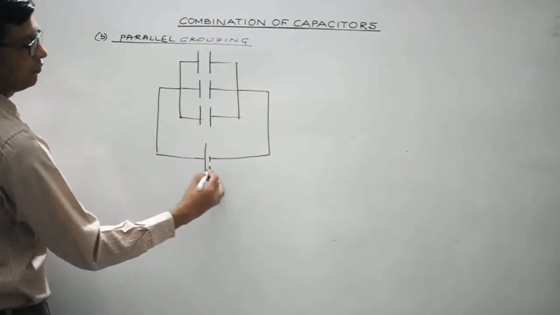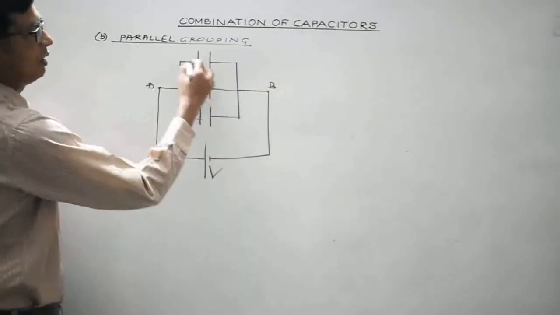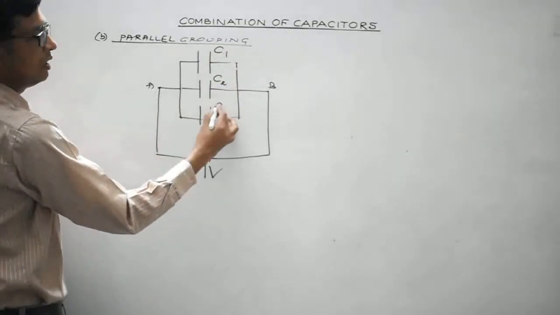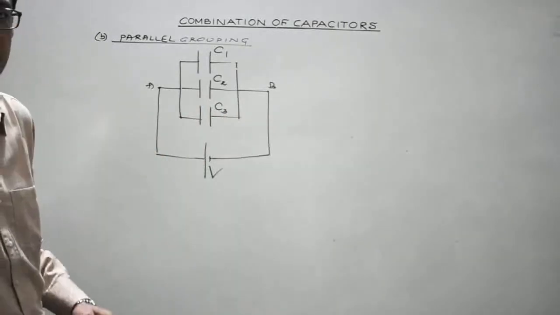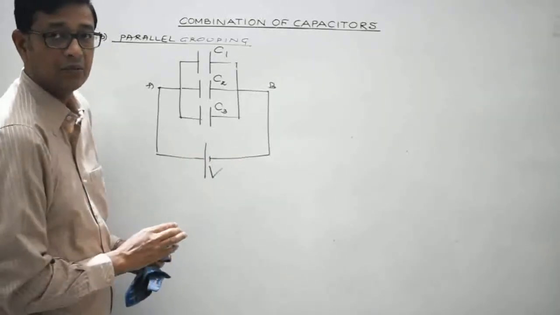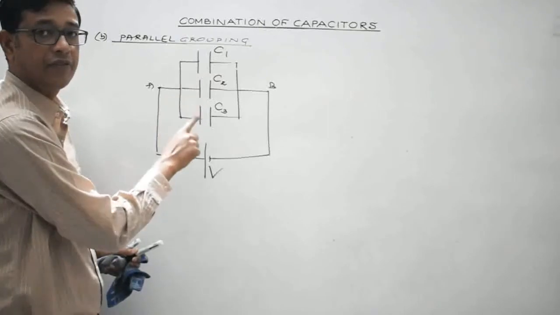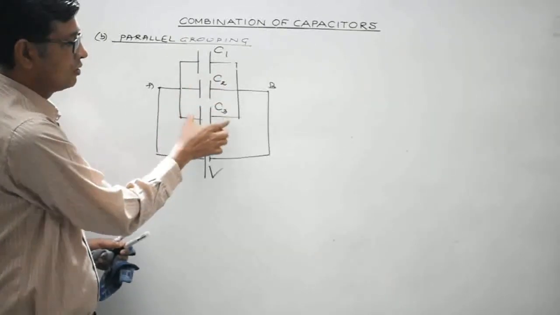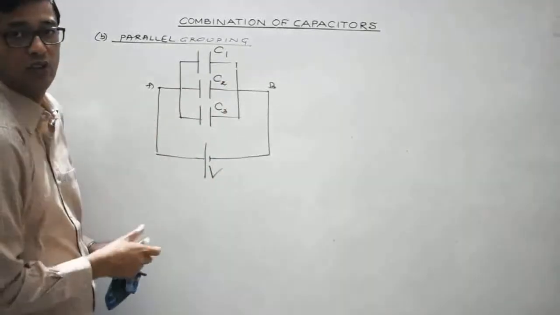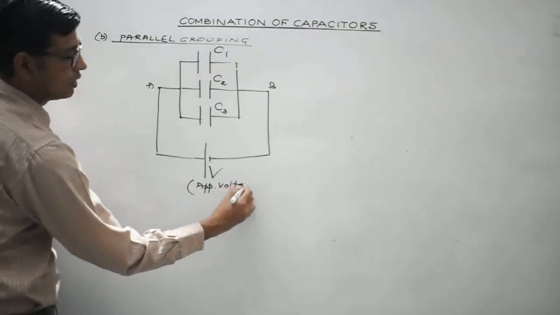Suppose a potential difference V. Suppose these 2 points are A and B. First one is having capacitance C1. Second, suppose it is having capacitance of C2. And third one is having capacitance of C3. Now look, you can safely conclude from the diagram that two or more capacitors are said to be connected in parallel if the potential difference across the plates of each of the capacitor is same as that of the applied voltage. This is the applied voltage, isn't it?